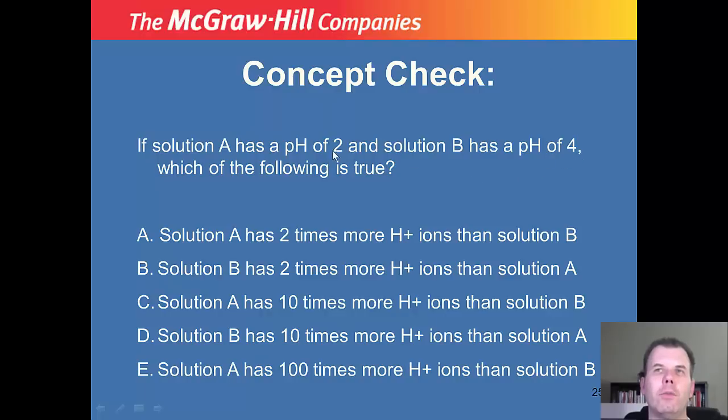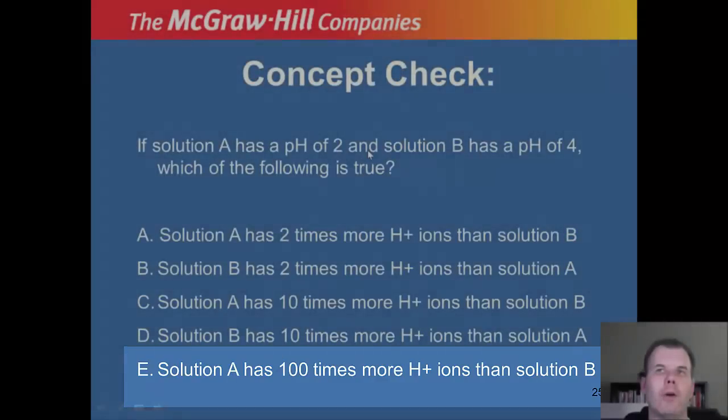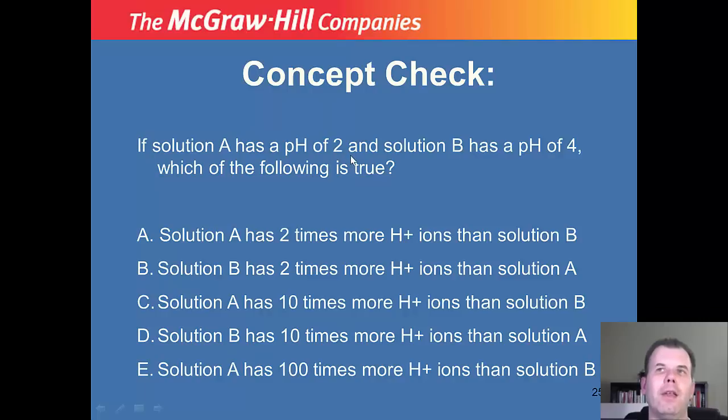All right, let's think about that. So if we take our subtraction rule and say 4 minus 2 is 2, add my 1 and add the 2 zeros, that's 100. So the correct answer is E in this case. Now you could do it very easily and say, okay, I know 2 to 3 is 10 and 3 to 4 is 10. 10 times 10 is 100.